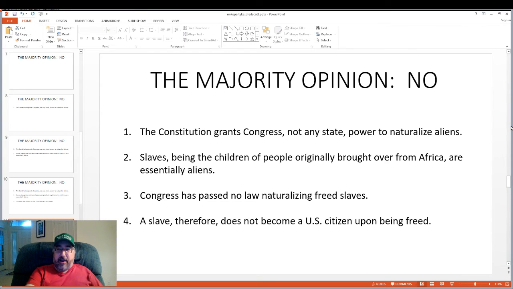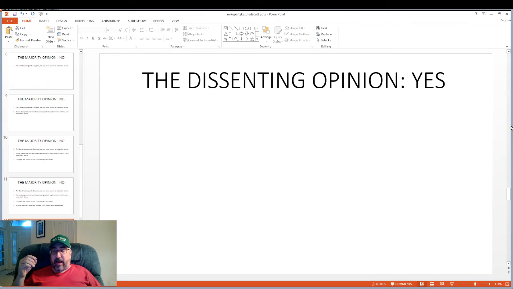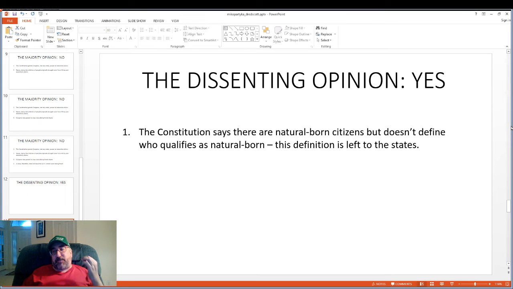Now, the dissenting opinion, of course, said that yes, a slave does become a citizen. Why? Because the Constitution says it's possible to be a natural born citizen, but it doesn't say exactly how. It doesn't say whether just being born on U.S. soil is enough to make a person a citizen. It doesn't say that you have to be of this particular parentage or whatnot. And because the Constitution doesn't actually give a definition of who is a natural born citizen or not, it is assumed, on account of the 10th Amendment, that the power to define a natural born citizen is left to the states.